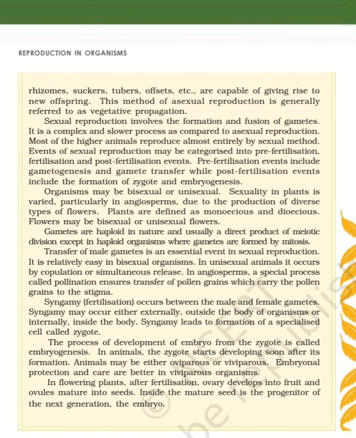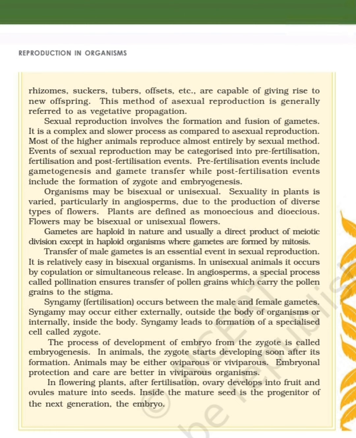Organisms may be bisexual or unisexual. Sexuality in plants is varied, particularly in angiosperms. Due to the production of diverse types of flowers, plants are defined as monoecious and dioecious. Flowers may be bisexual or unisexual. Gametes are haploid in nature and usually a direct product of the meiotic division, except in haploid organisms where gametes are formed by mitosis. Transfer of male gametes is an essential event in sexual reproduction.